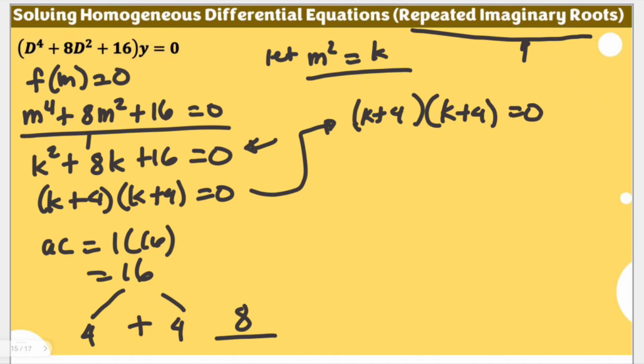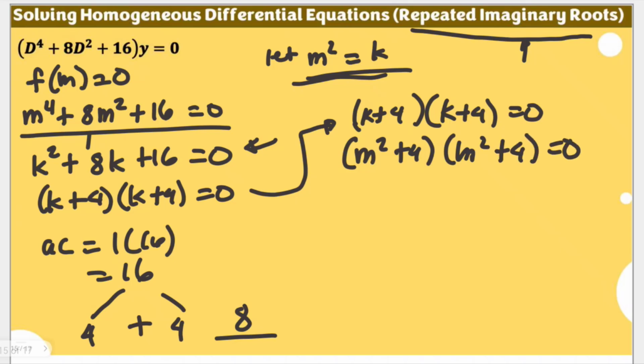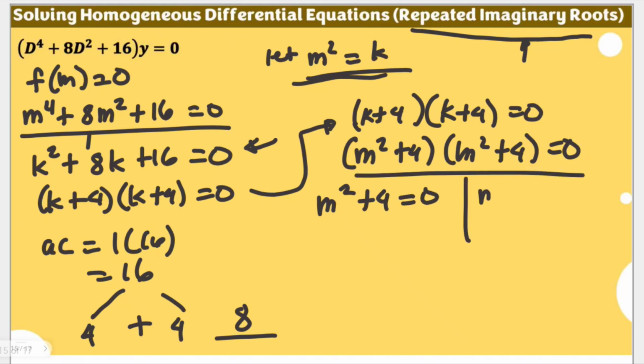Now, since we have already factored it, what is k? It was actually m squared. So this is m squared plus 4 and m squared plus 4. These are the factors of our given auxiliary equation. Looking into each of the factors, you have m squared plus 4. This is true if they are equal to 0, and we don't need to solve both because they are just the same. This is the obvious reason for having repetitions, because we have the same factors.